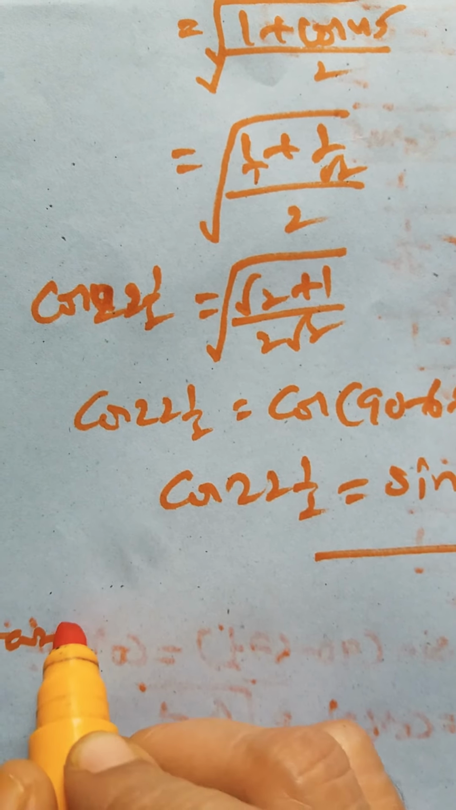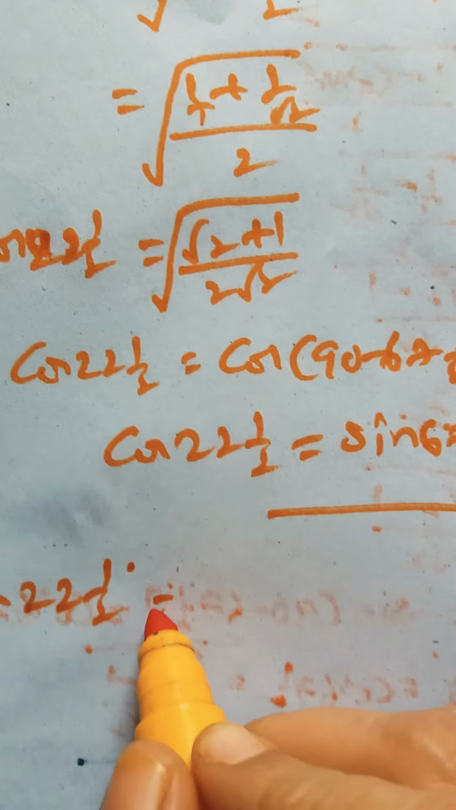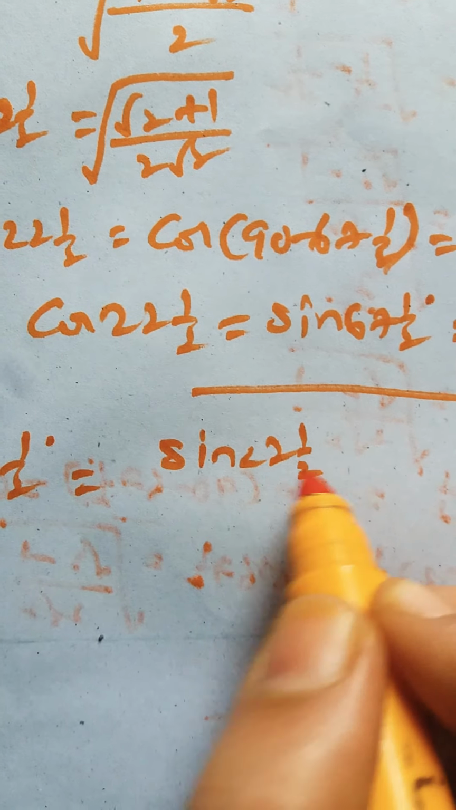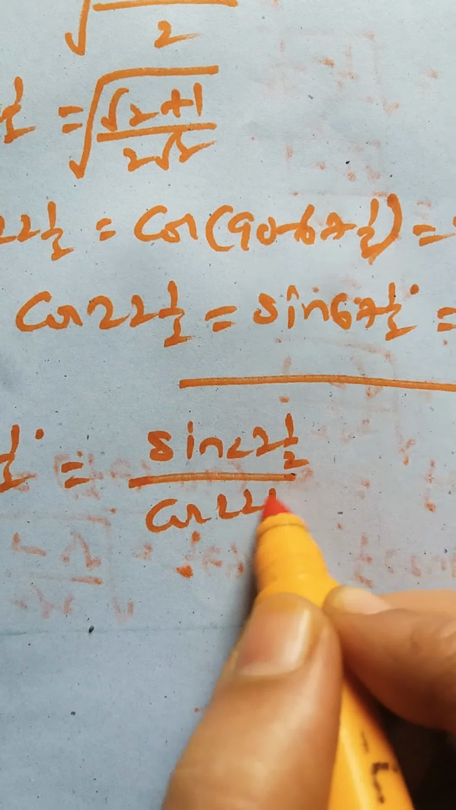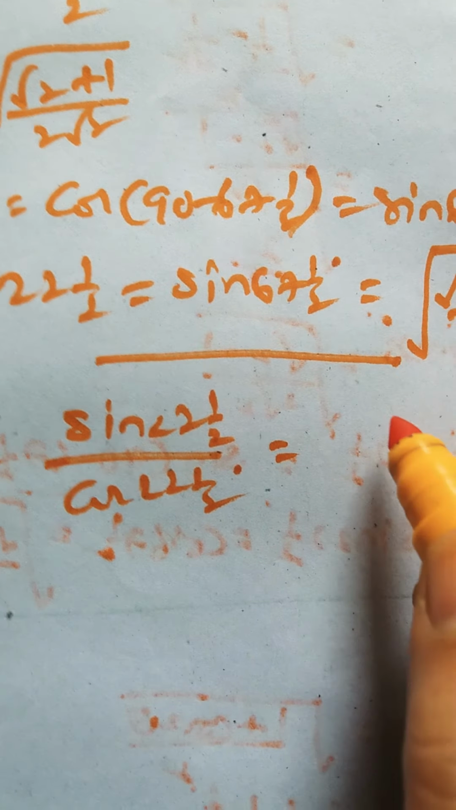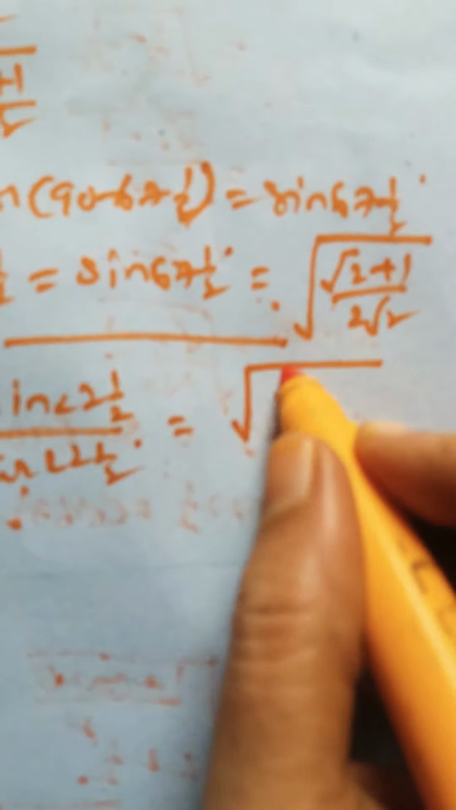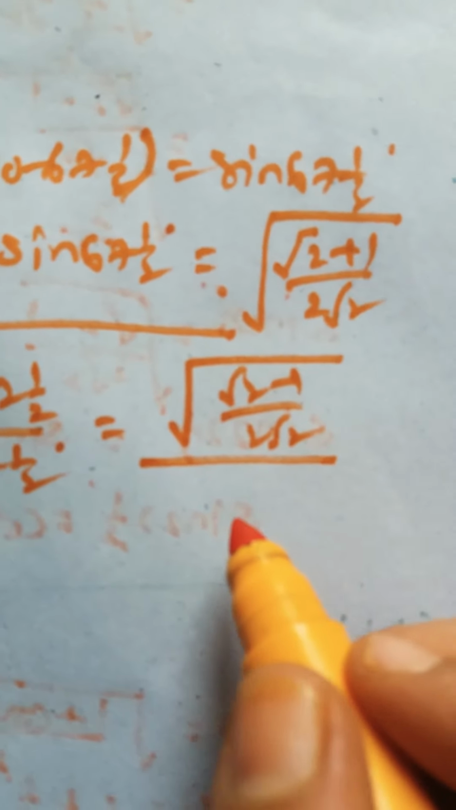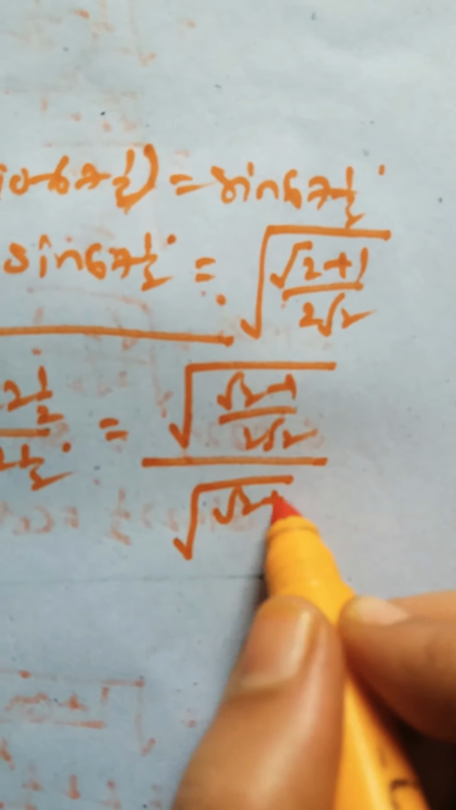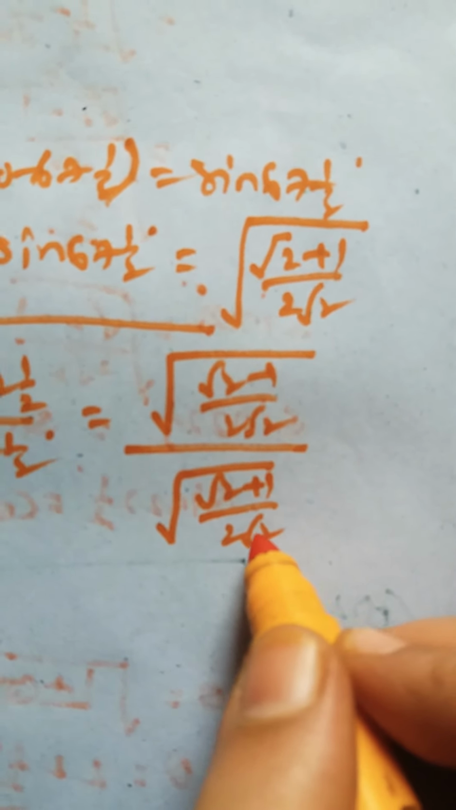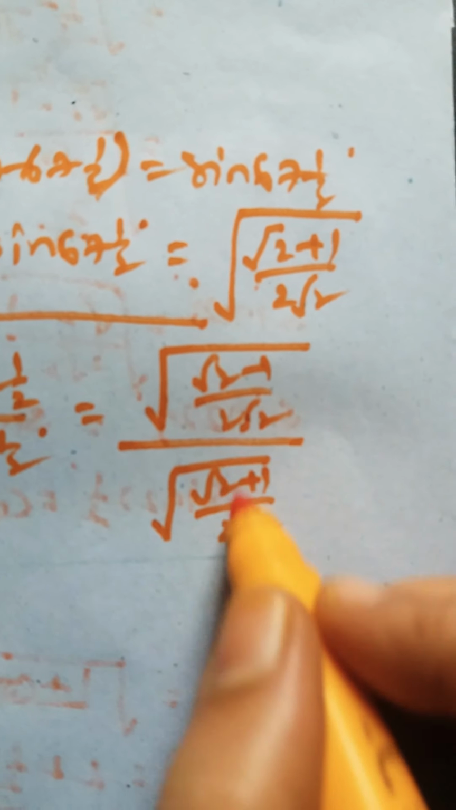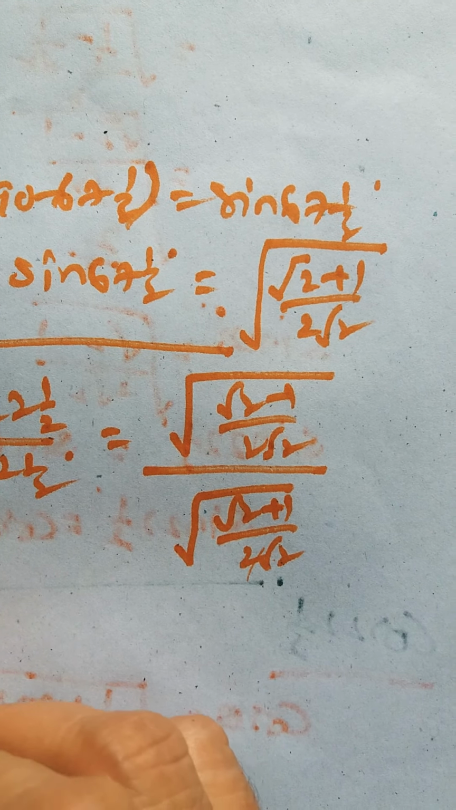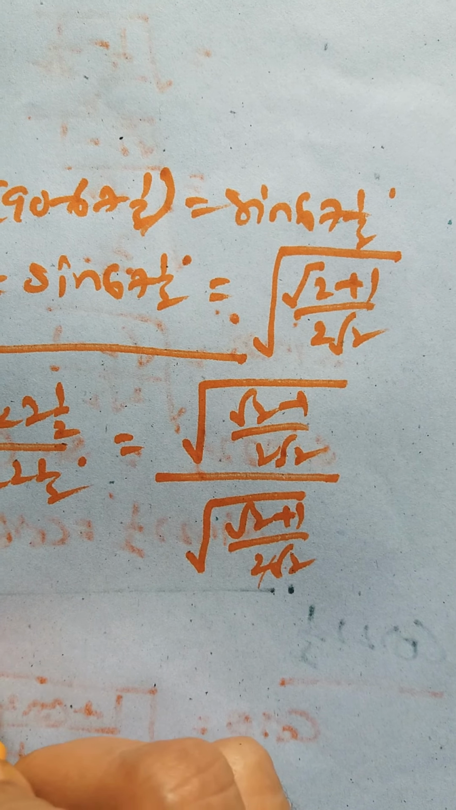Now what is tan 22 and a half degrees? Tan 22.5 degrees can be written as sin 22.5 degrees divided by cos 22.5 degrees. What is sin 22.5 degrees? Root of (root 2 minus 1 by 2 root 2) divided by cos 22.5 degrees, which is square root of (root 2 plus 1 by 2 root 2). Now the denominators 2 root 2 are the same, so they will cancel. So we will get root of (root 2 minus 1) by (root 2 plus 1).